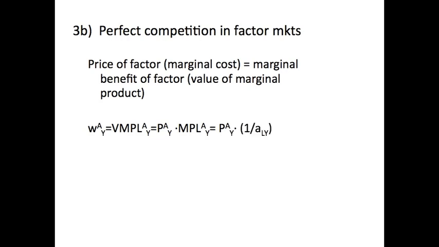Now, if aLY tells you how many workers it takes to produce one unit of Y, the reciprocal, 1 over aLY, is going to give you how many extra units of output you get by hiring one more worker.